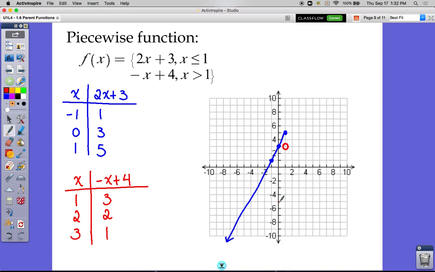So I'll put an open circle to show that. Get as close to the 1 as I can, just can't use it. So next is 2, 2, and 3, 1. And this does not continue below 1, so it's going to continue greater than 1. So I get two graphs that are pieced together to generate the entire picture. All right? It's called piecewise because you have to graph it in pieces based on restricted domains.